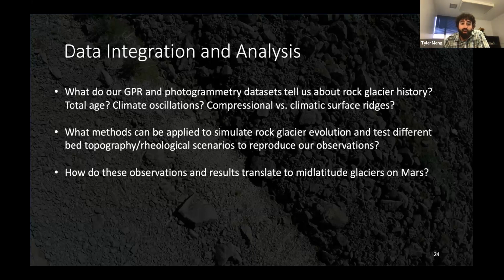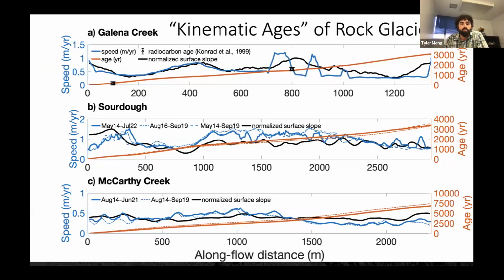So we want to figure out maybe what's the total age of these rock glaciers, how can we infer climate oscillations, and also can we interpret these arcuate ridges on the surface that are so common on rock glaciers, but can we actually figure out how they were formed? So first of all, I applied just a really simple analysis to these flow fields.